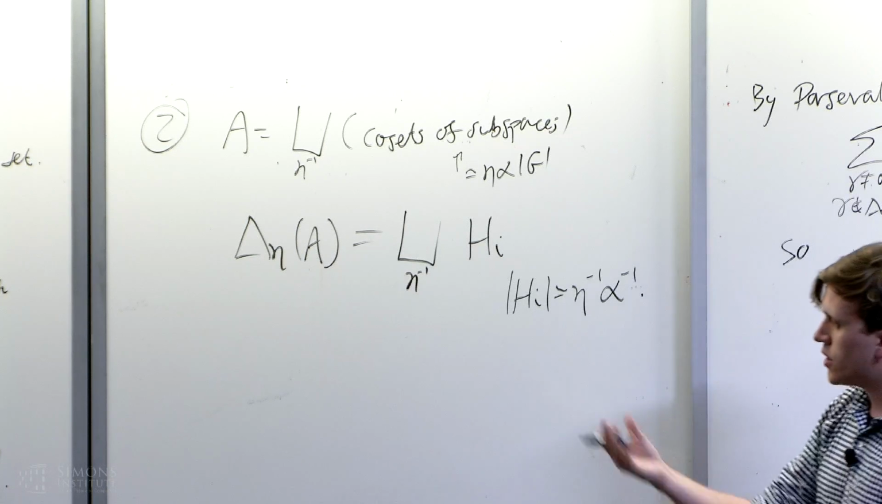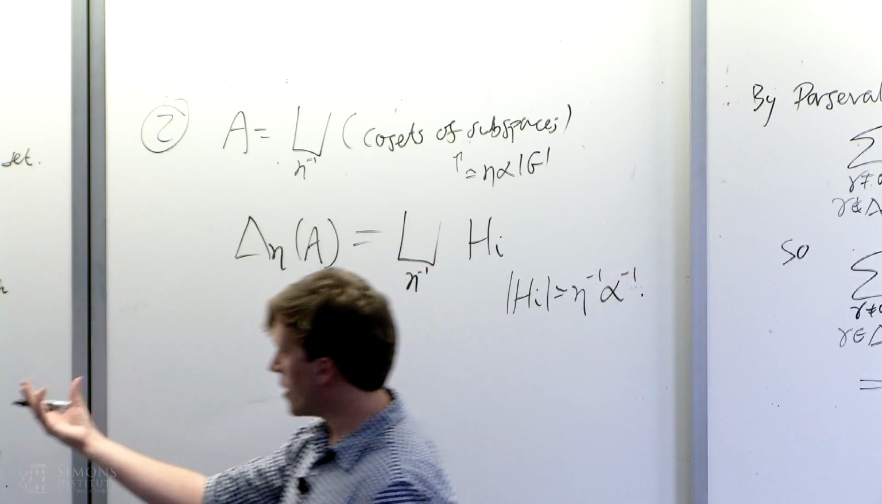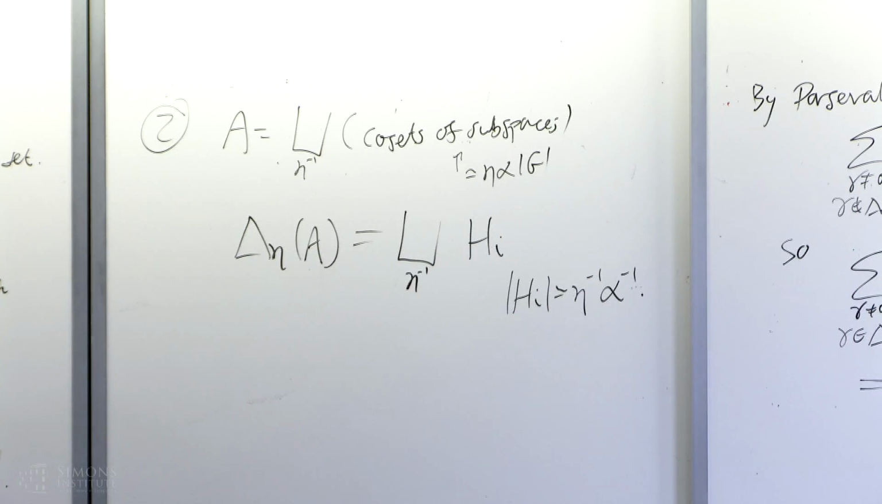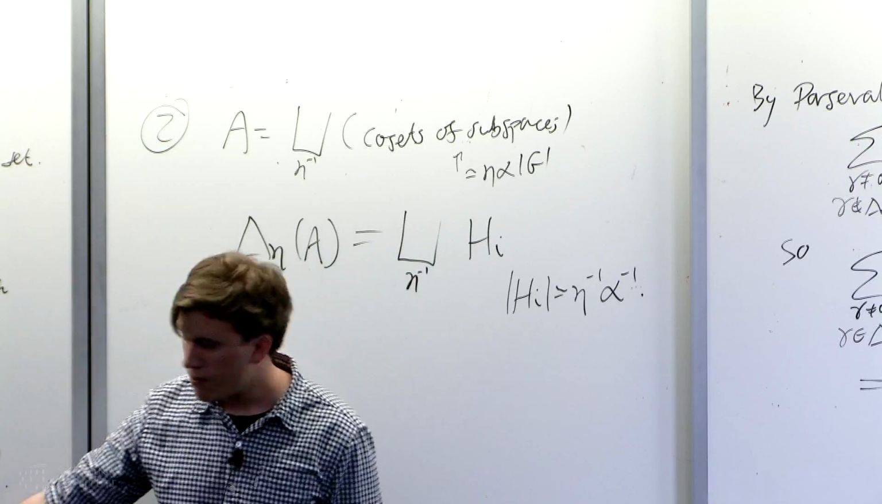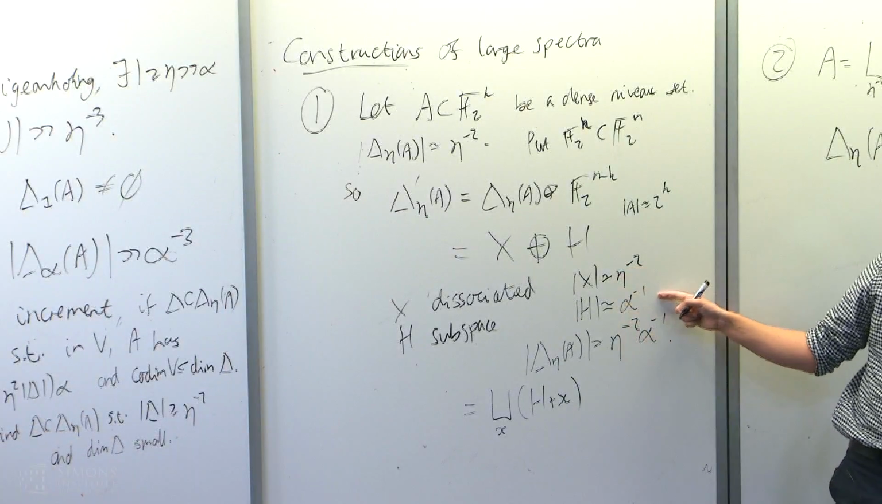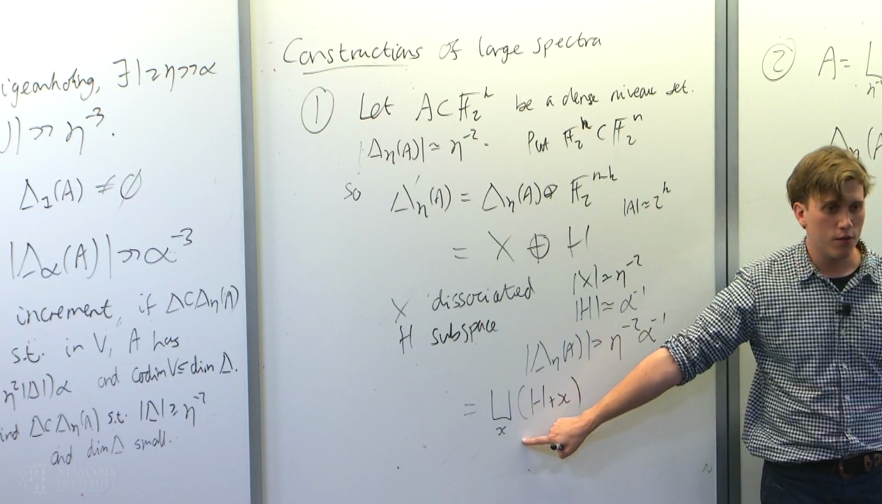I think this is somehow genuinely quite different. So in this, another way to write this one here is as the disjoint union over all x of h plus x. These are also cosets of subspaces, but they have size alpha to the minus 1, and I'm taking eta to the minus 2 of them.